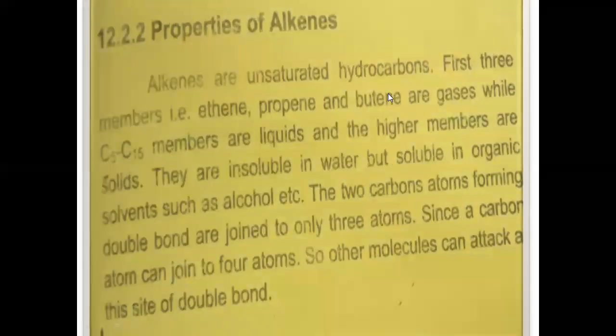The next topic is the properties of alkenes. As I told you, we have two types of properties, physical properties and chemical properties. The physical properties of alkenes, which are unsaturated hydrocarbons: the first three members, ethene, which contains 2 carbon atoms, propene, 3 carbon atoms, and butene, 4 carbon atoms, are gases. Those compounds which have a carbon number greater than 4, from 5 till 15, are liquid. And those compounds which contain a carbon number greater than 15, from 16 onward, are solid.